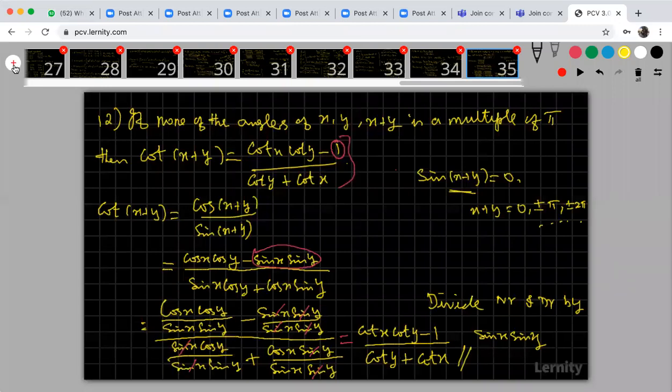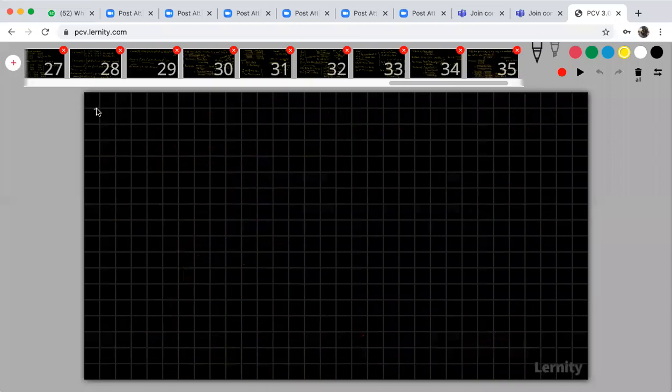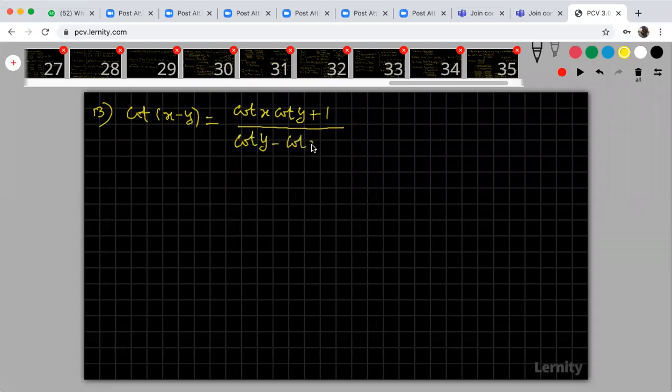Okay, look at the next one, the 13th one. Your 13th one is nothing but cot of x minus y. The same thing we have to follow. The cot of x minus y is cot x cot y plus 1 divided by cot y minus cot x.